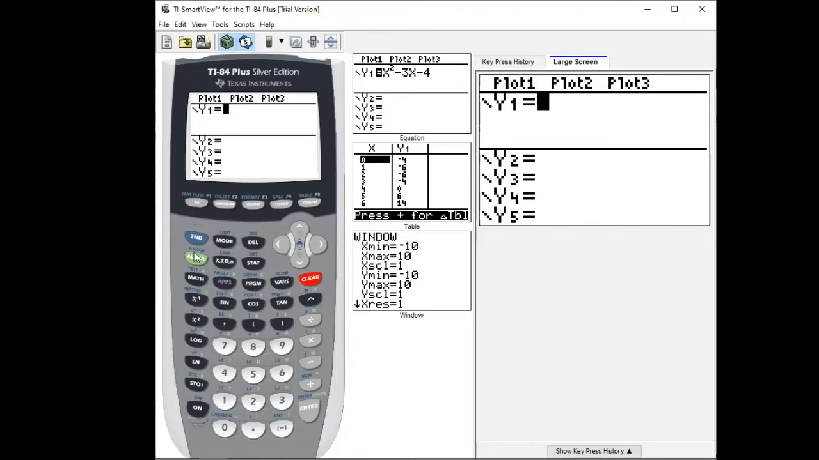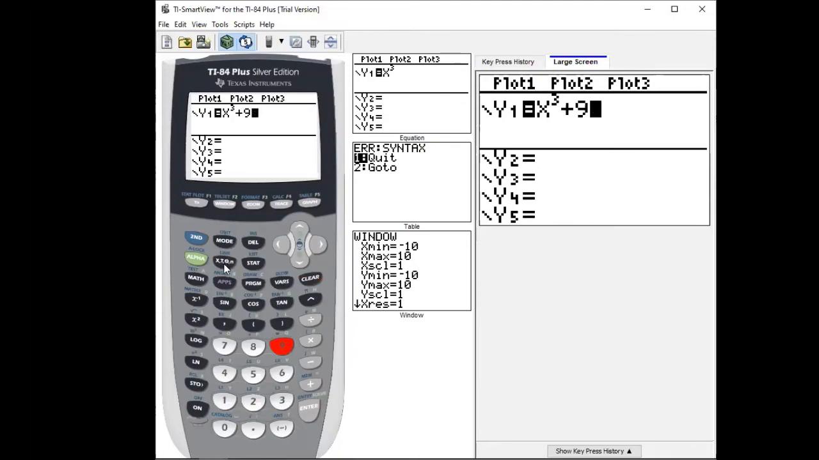So I'm going to graph an x to the third one. So I'm going to put x to the third. This isn't one that I wrote in the notes. I'm just putting a different one here.